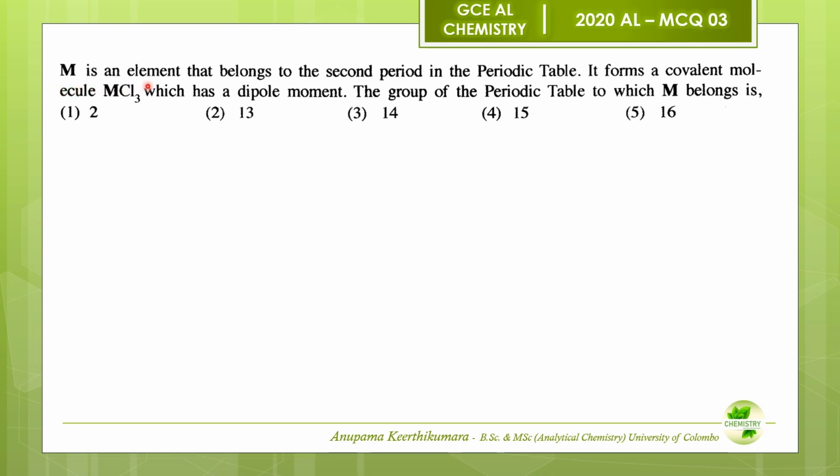M is an element that belongs to the second period in the periodic table. It forms a covalent molecule MCl3 which has a dipole moment. The group of the periodic table to which M belongs is? Element M belongs to the second period in the periodic table.